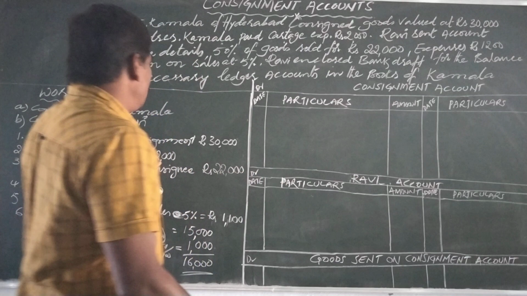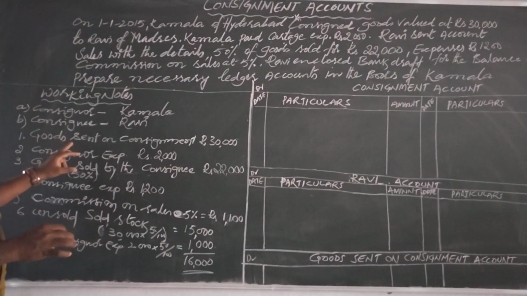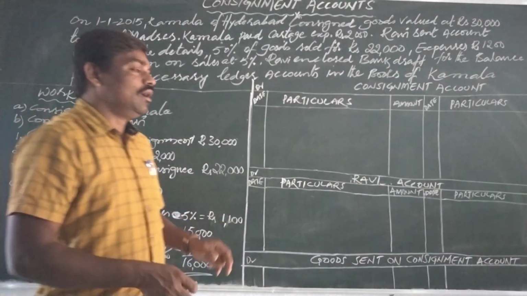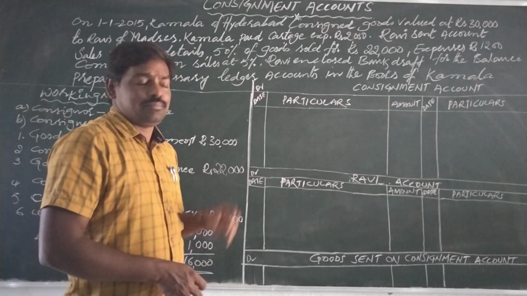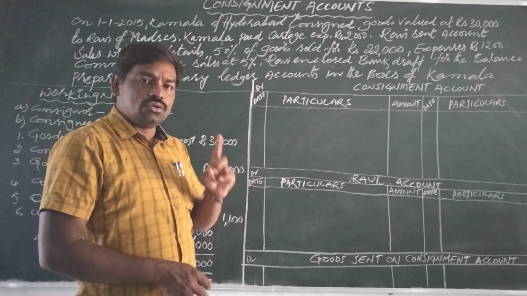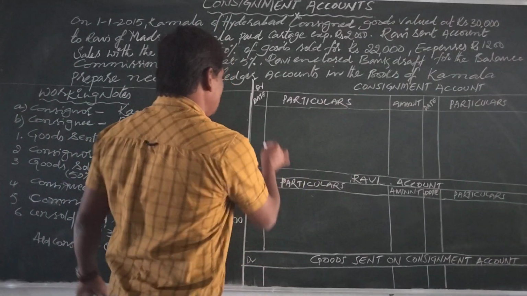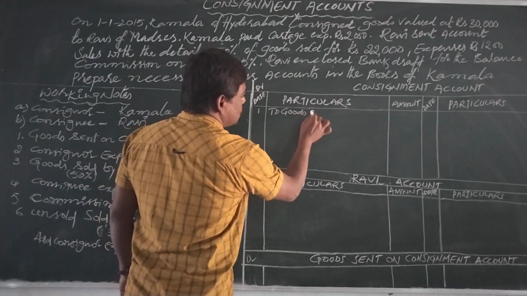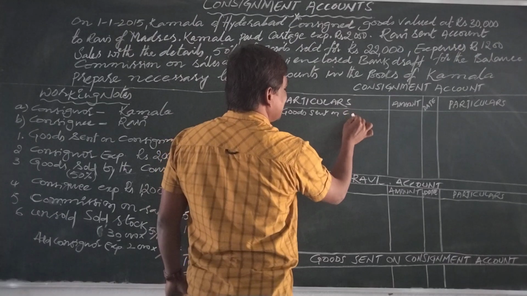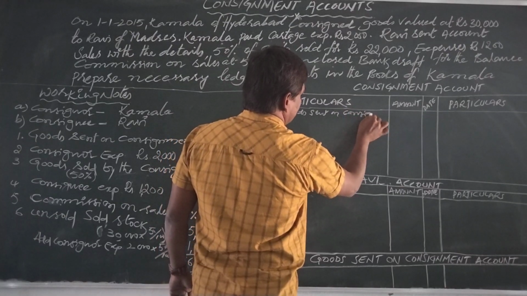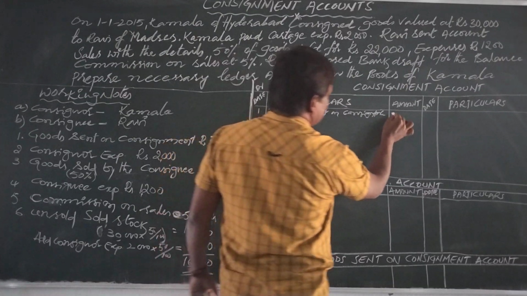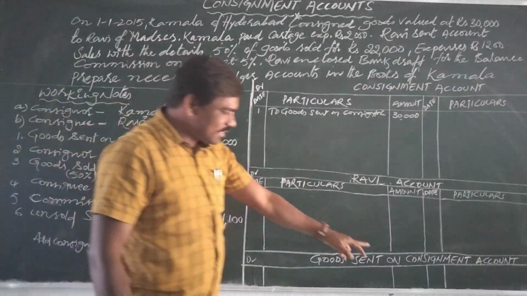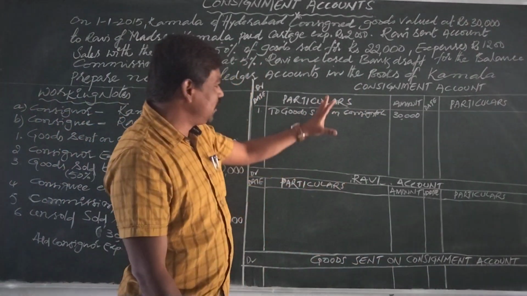Right. So first we take the first point, that is goods sent on consignment. For this we think of the entry in our mind. What is the entry we have to write in the books of the consignor? Consignment account debit to goods sent on consignment account. So in the consignment account debit side, point 1, to goods sent on consignment account, rupees 30,000.